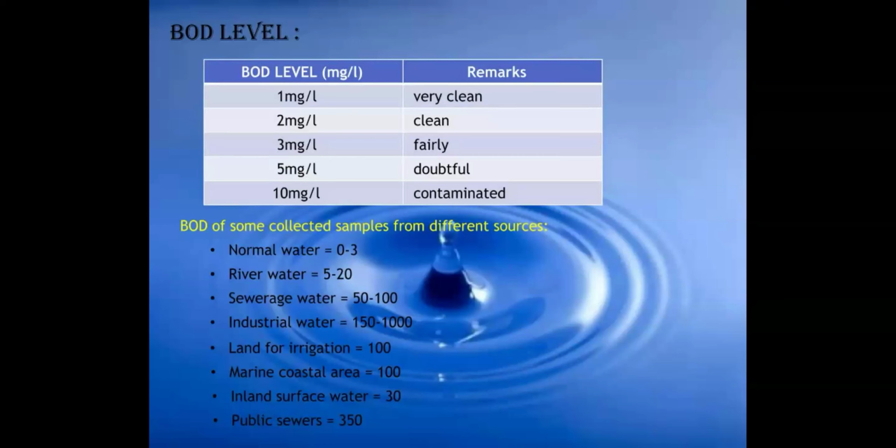This is the BOD level: 1 milligram per liter is very clean, 2 milligram per liter is clean, and 3 milligram per liter is fairly clean, this one, right? And 5 milligram per liter is doubtful, 10 milligram per liter is contaminated.